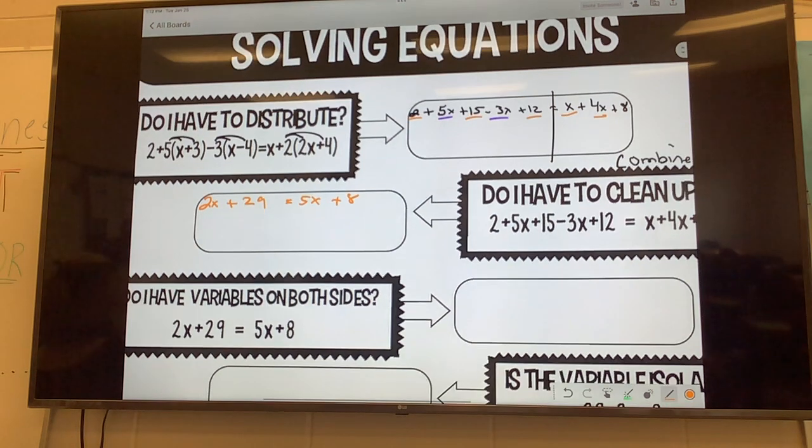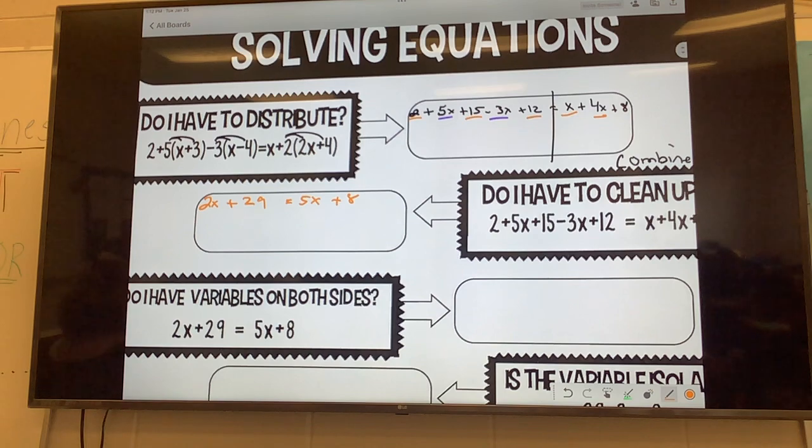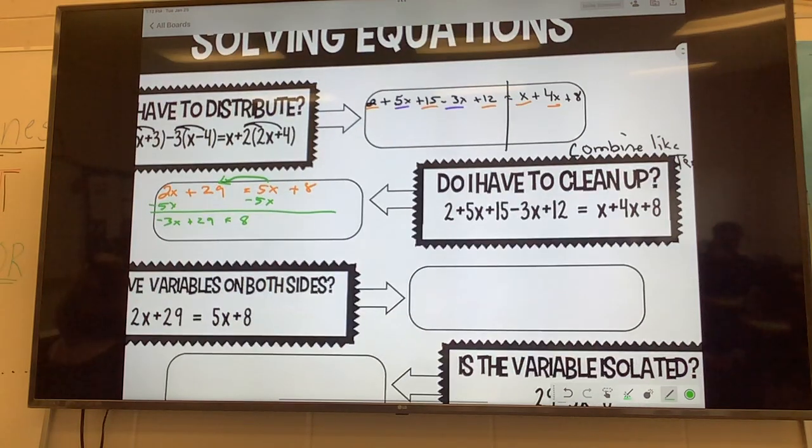Now it says, does it have variables on both sides? Because if it does, we're going to have to get them all on one side. Yes, it does. I like to put my variables on the left. Most often I do. So I'm going to take that 5x, I'm going to put it to the left, which means I have to subtract 5x. Give me a negative 3x plus 29 equals 8. Then it says, that one should have been down there, but that's fine.